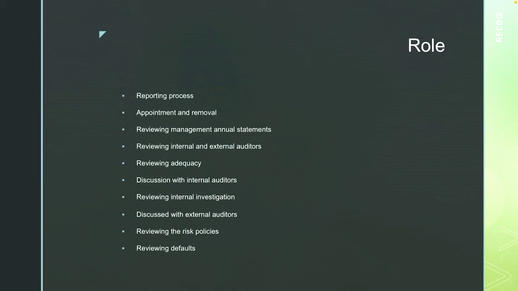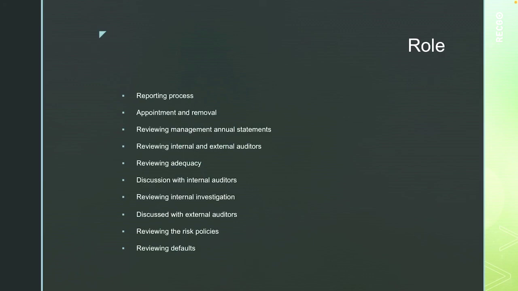Then discussion with external auditors. Yes, discussion with external auditors should be done by the audit committee before the audit commences about the nature and scope of the audit, as well as post-audit discussion to ascertain any area of concern. Then reviewing the risk policies. Yes, the audit committee has to review the company's financial and risk management policies.